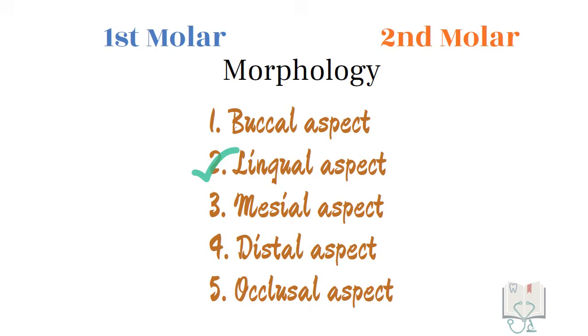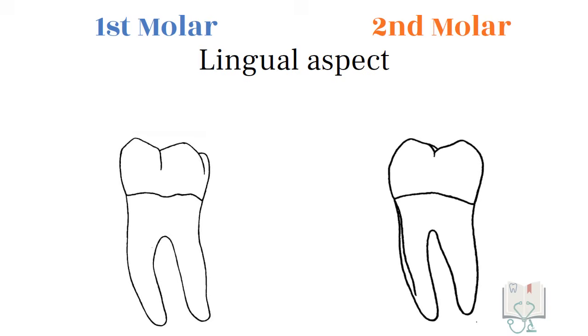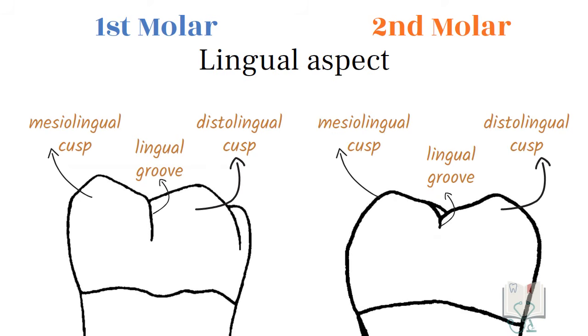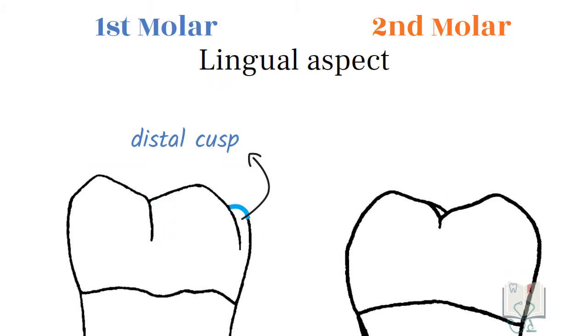Next, lingual aspect. From the lingual aspect, the two teeth are very similar to each other. The only difference is that in first molar, part of the distal cusp is seen, not so in second molar.